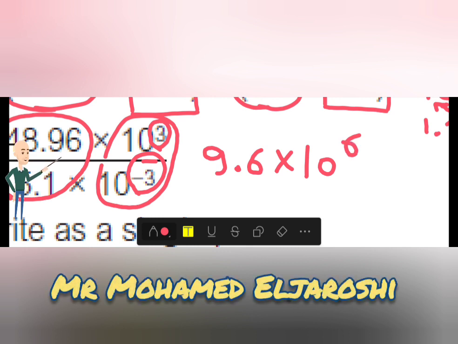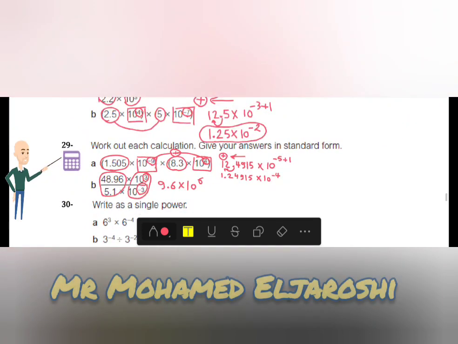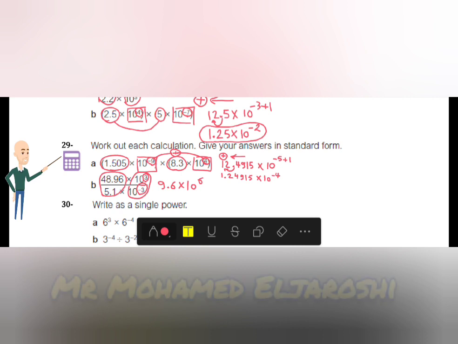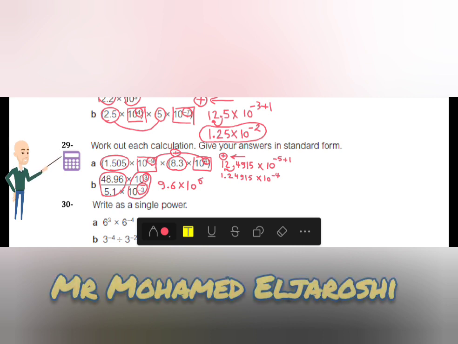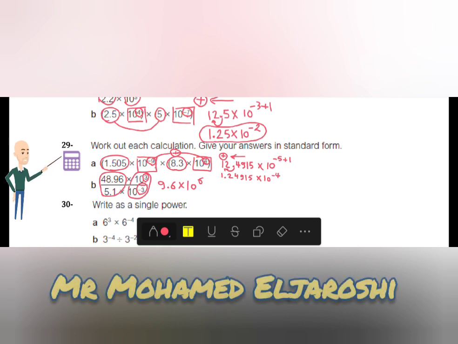So 3 minus 3 is 3 plus 3. And 3 plus 3 is 10 power of 6. And this is how you answer a question like this. So you have to focus on the calculations and you have to focus on the standard form.